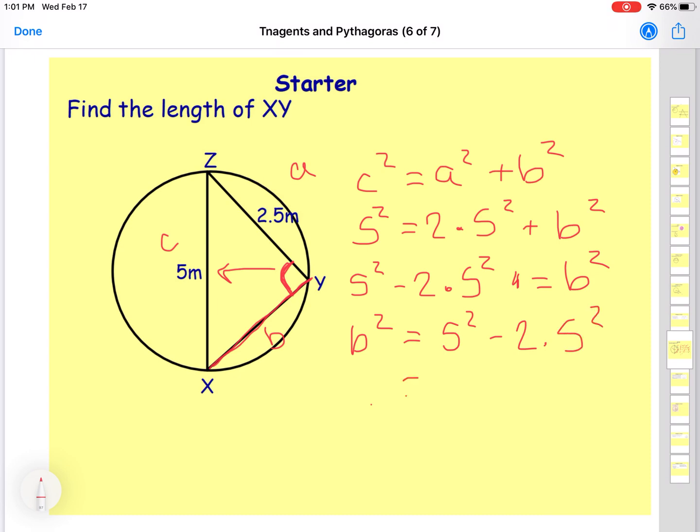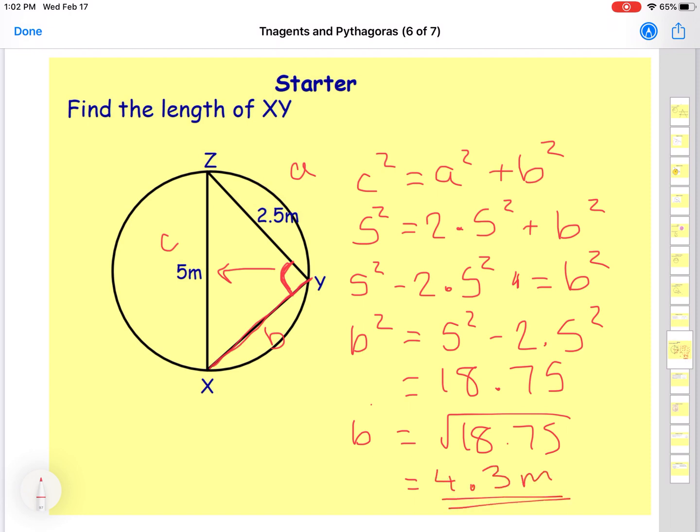5 squared take away 2.5 squared. That calculation can go straight into the calculator. Again, if you're using your phone, probably best to square the numbers first and then subtract them. That gives us then 18.75. The last step is to square root the 18.75 to get our final answer. So 4.3 metres is the final answer for the length of XY.